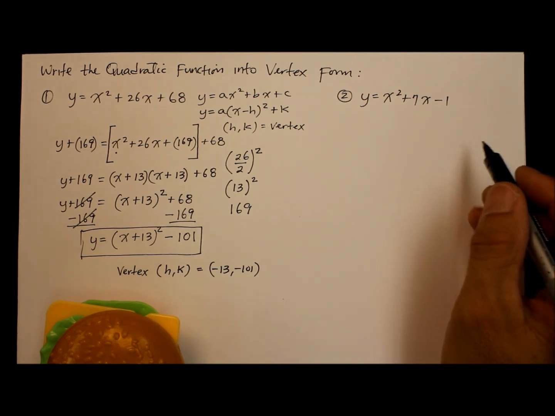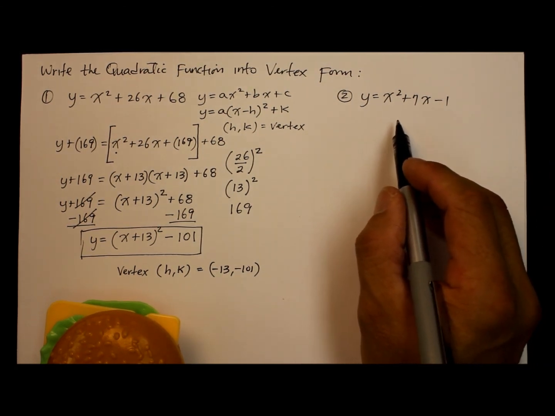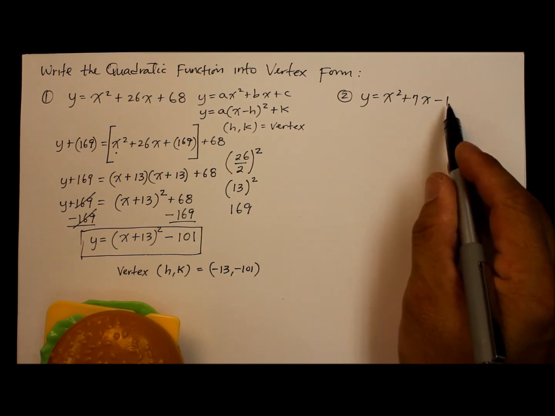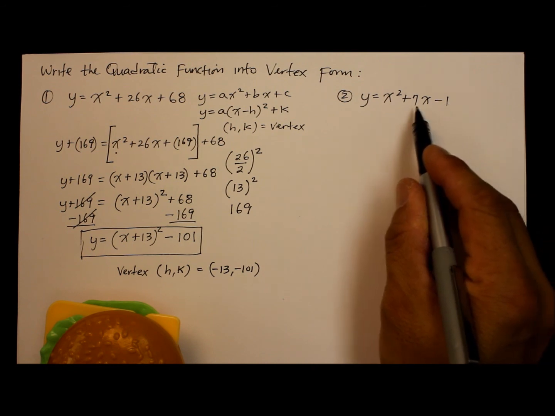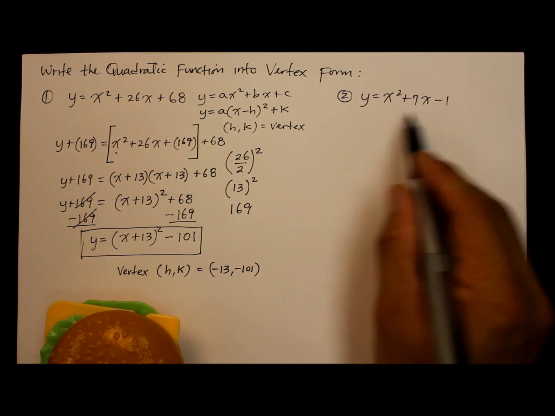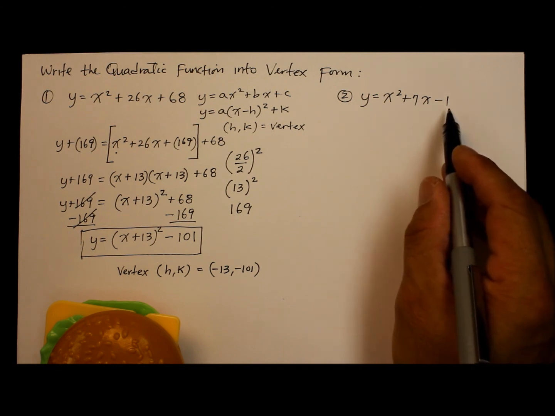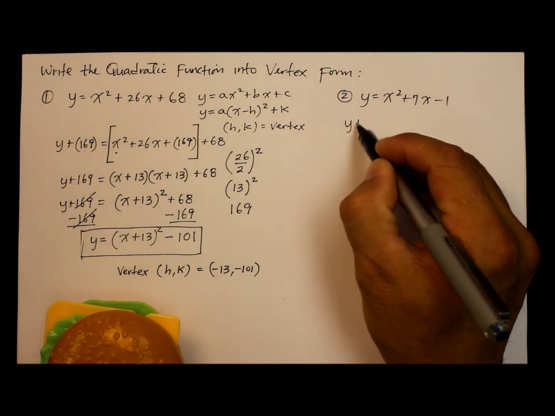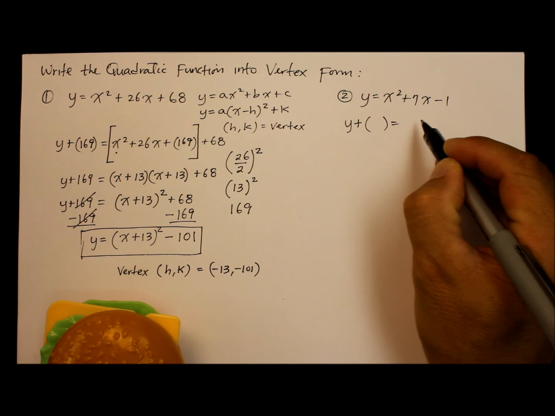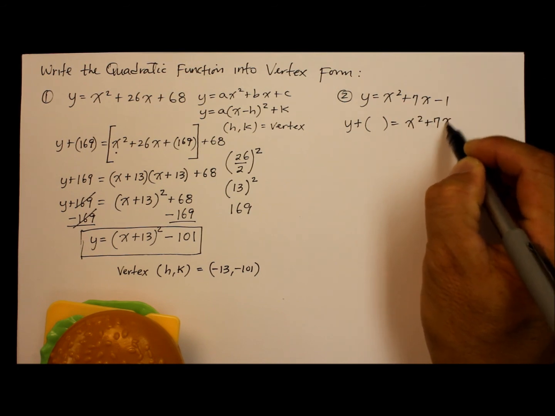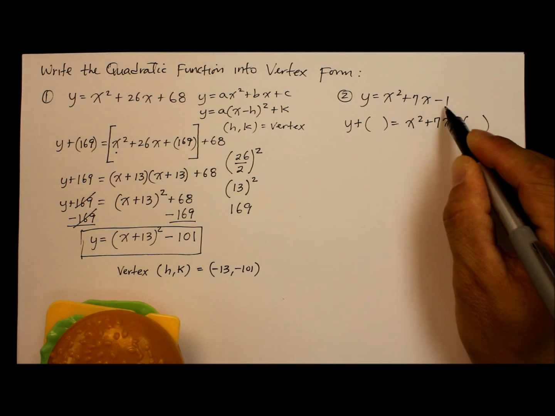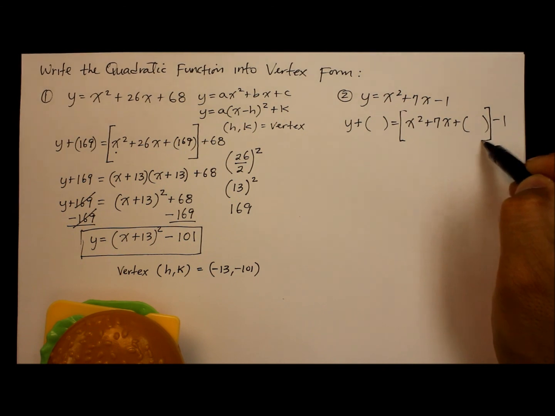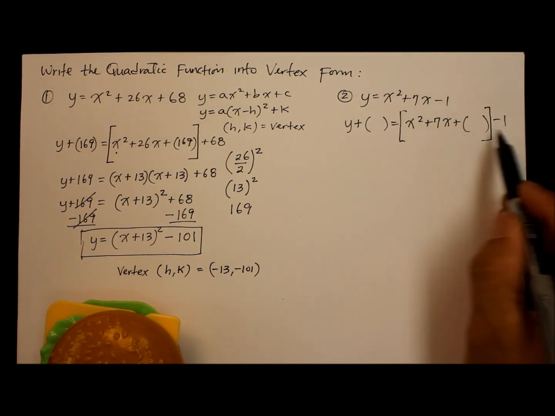Good. Now you will see, if you're kind of thinking, hey, maybe I could factor this, huh? No, you know that only 1 times 1 is going to be negative 1, but you know they cannot add or subtract to become 7. So this is not factorable. Okay? So we're going to make this into vertex form. Here we go. Same routine. y plus, leave it blank, equals x squared plus 7x plus, leave it blank, and bump the negative 1 over here. And you build a fence around this trinomial, which will be a perfect square trinomial.